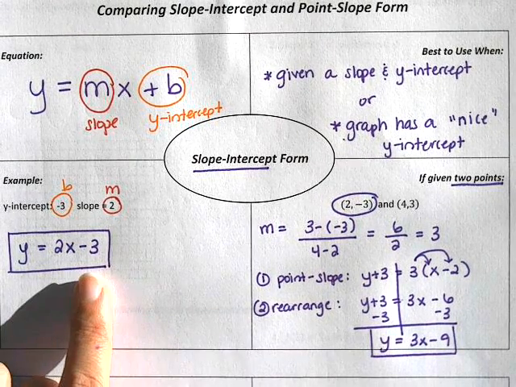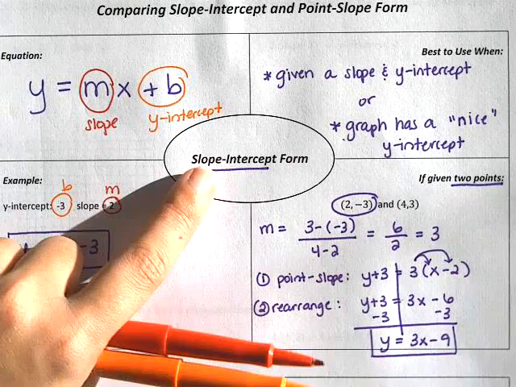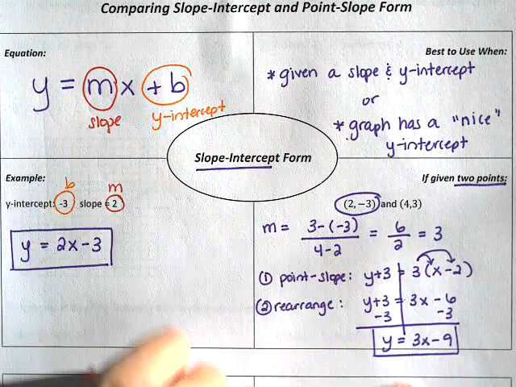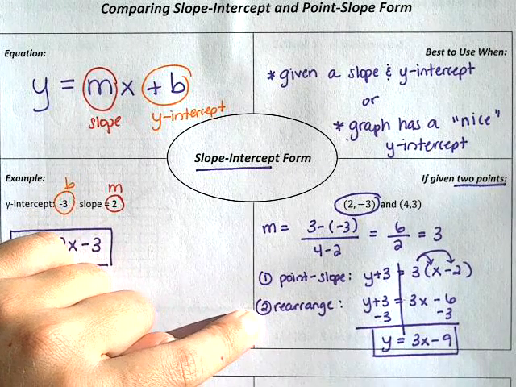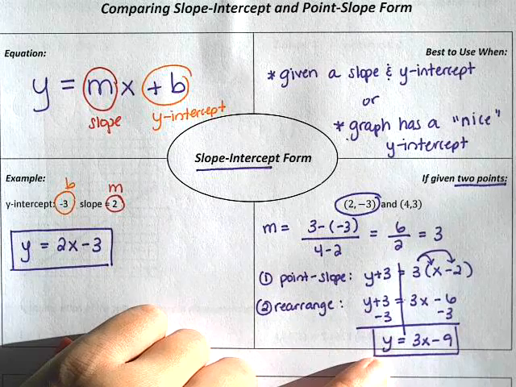This is probably the best time to use it, but if I say you have to do this and you have 2 ordered pairs, this is the way you got to do it. You got to do the slope, you got to do point slope, and you got to rearrange. You're never going to be able to just jump straight to here.